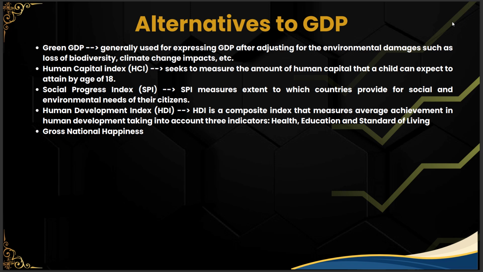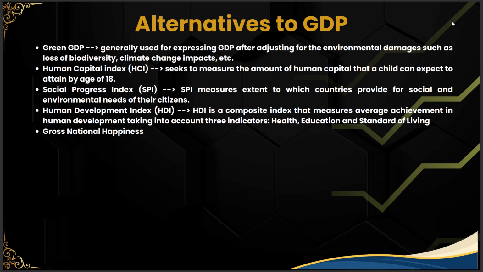Next is Human Development Index. It's the measure of average achievement in human development, taking into account three indicators. Again, this is a very important index, Human Development Index. Health, which is measured by life expectancy at birth. Education, which is measured through mean years of schooling and expected years of schooling. And standard of living, which is measured through gross national income per capita on a PPP basis, purchasing power parity basis.